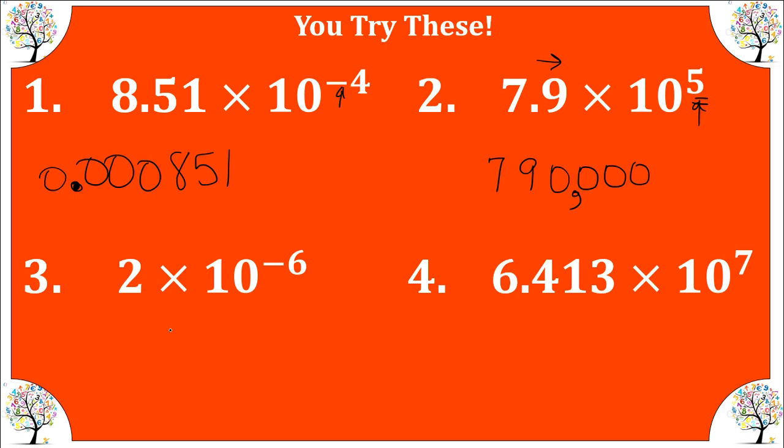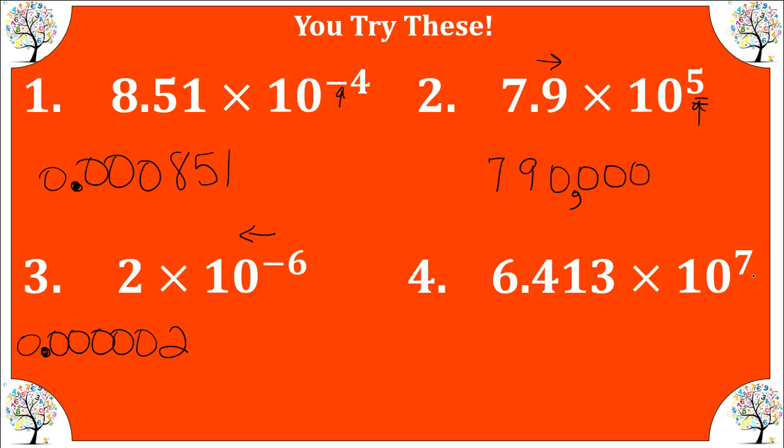Number 3, we're going to make a very small number, so we're going to move the decimal, which is behind the 2. So when there's no decimal, it's understood to be at the very behind to the right. So I'm going to move it 1, 2, 3, 4, 5, 6, and the decimal.